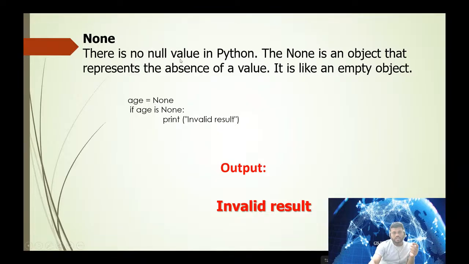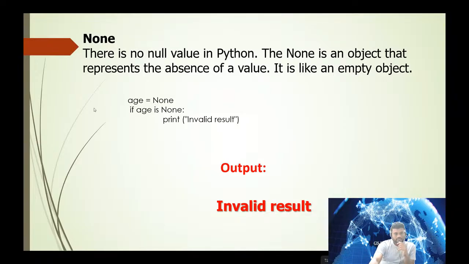So there is no null value in Python. None is an object that represents the absence of a value. Absence of value means that the variable has nothing in it. Then you are using the None reserved keyword, which shows that your variable is null and void. So you cannot write None is equal to age. It means that your variable is None, then you will give the invalid result.